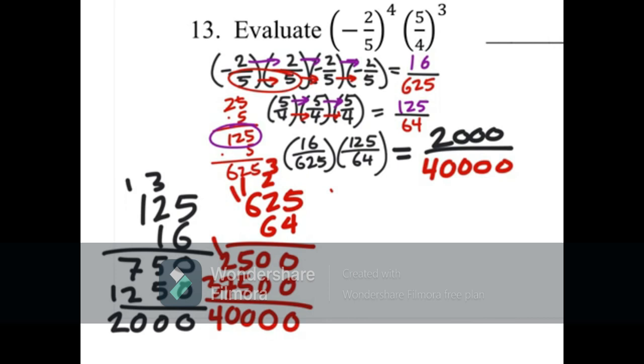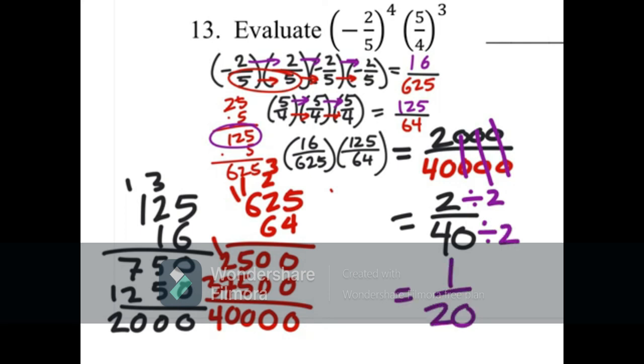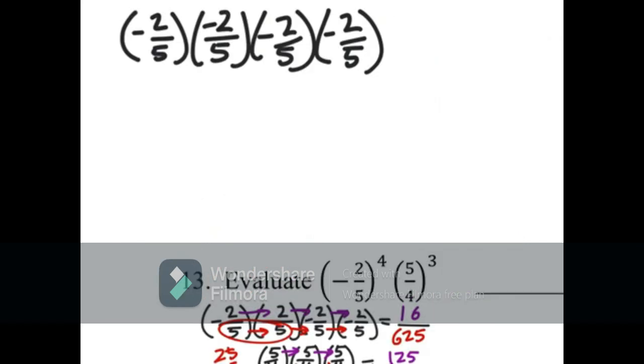Alright, now this is only applicable when the numbers end with zeros, but we can cancel out these zeros. It's kind of like we just divided both of these by 100. And when we look at this without those zeros, we have 2 over 40. Both of these are even, so we can divide both of them by 2, and we get 1 over 20. Done. So that's our first fraction expanded.